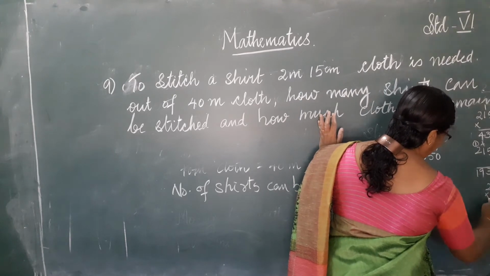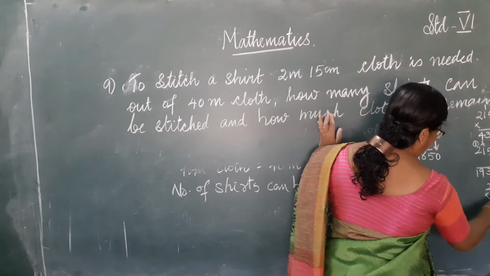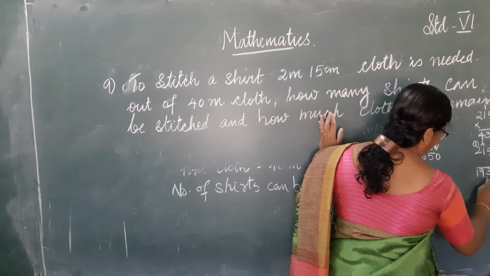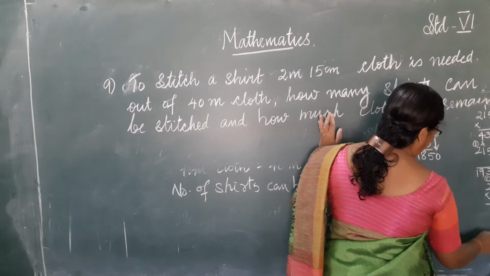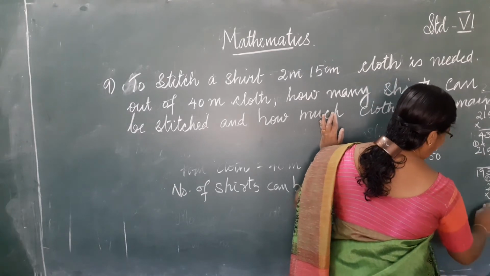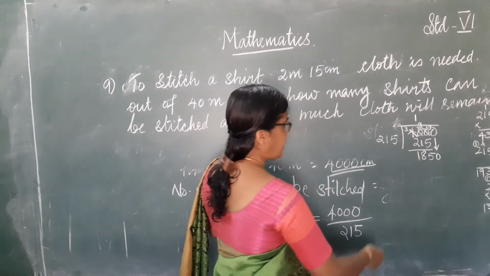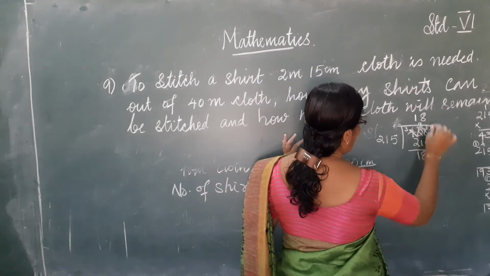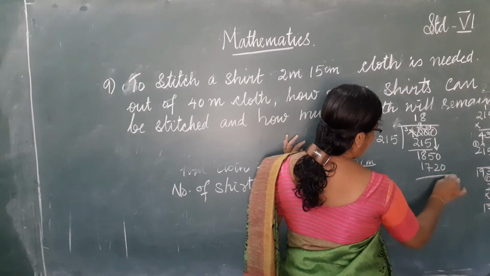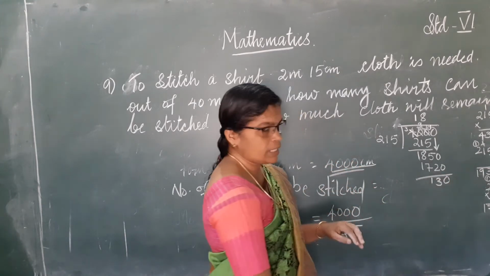215 into 8. 8 5s are 40. 4, 8 1s are 8. 8 plus 4, 12. 1, 8 2s are 16 plus 1, 17. 1720. So 8 times we can take. 8 times, that is 1720. Subtract, we get 130.